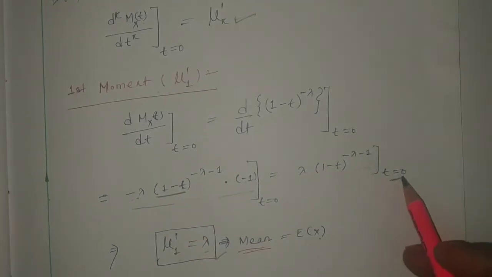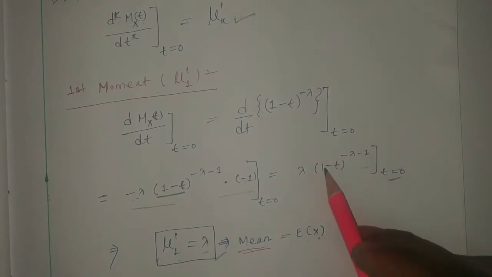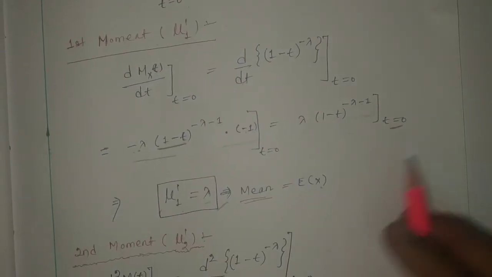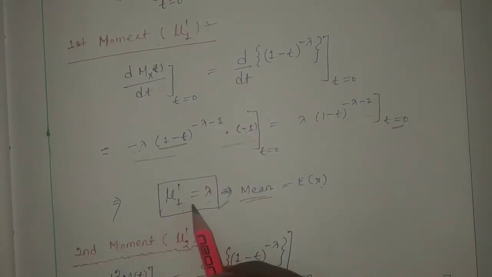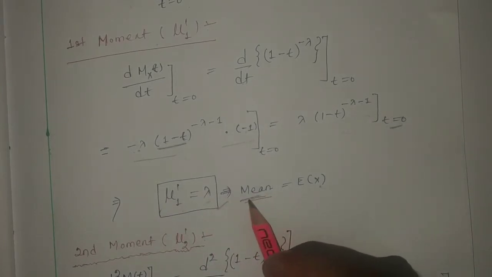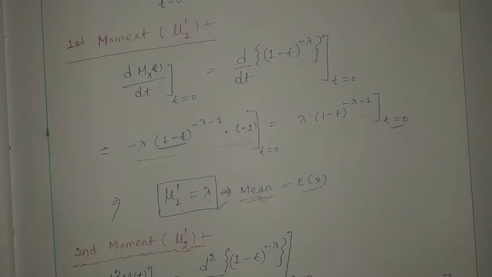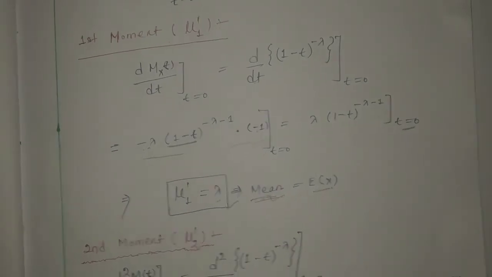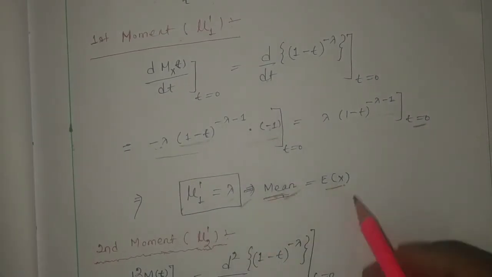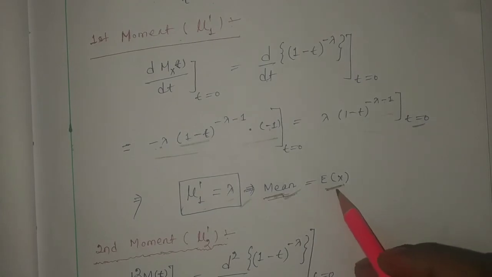If t equal to 0 here, then this will be 1 minus 0, or 1, to the power this much. 1 to the power anything will be 1. So we found mu 1 dash equal to lambda, that is nothing but also called the mean or expectation of x. First moment about the origin is nothing but the mean, that we know very well, or we can write it as expectation of x, right?